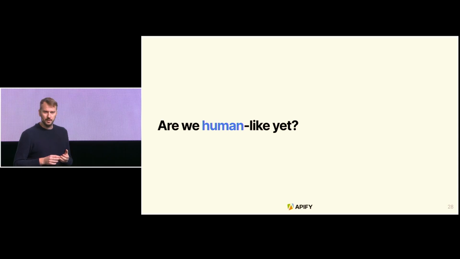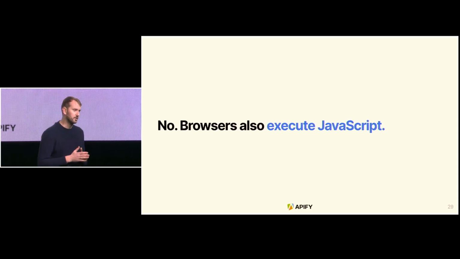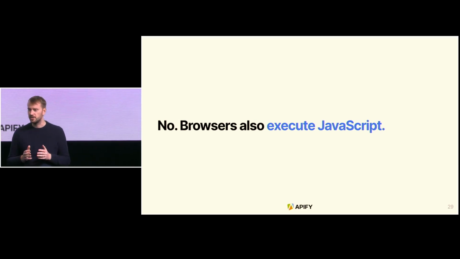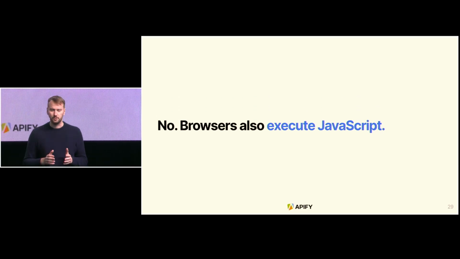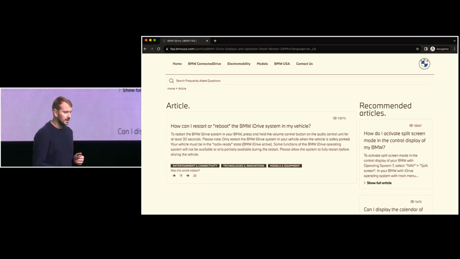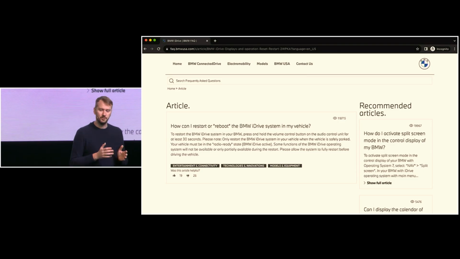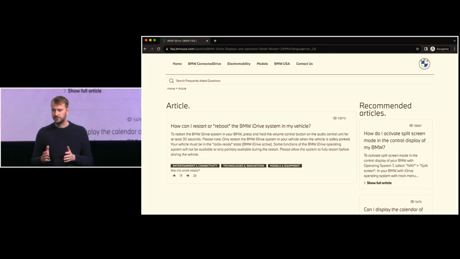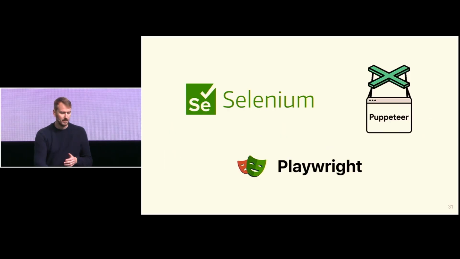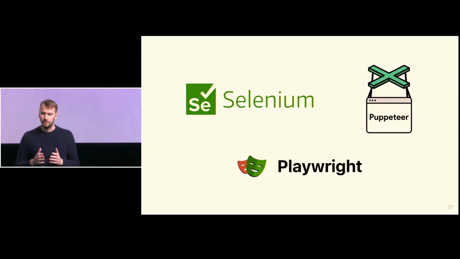So, is our behavior human enough? Unfortunately, not yet. In our simple script, we just loaded the website's raw HTML, but browsers also execute JavaScript. The BMW website is lazy loaded, which means that the first HTML response does not actually contain any useful content, and the content is rendered only later through JavaScript code. That's why, for scraping some websites, we have to use actual browsers.